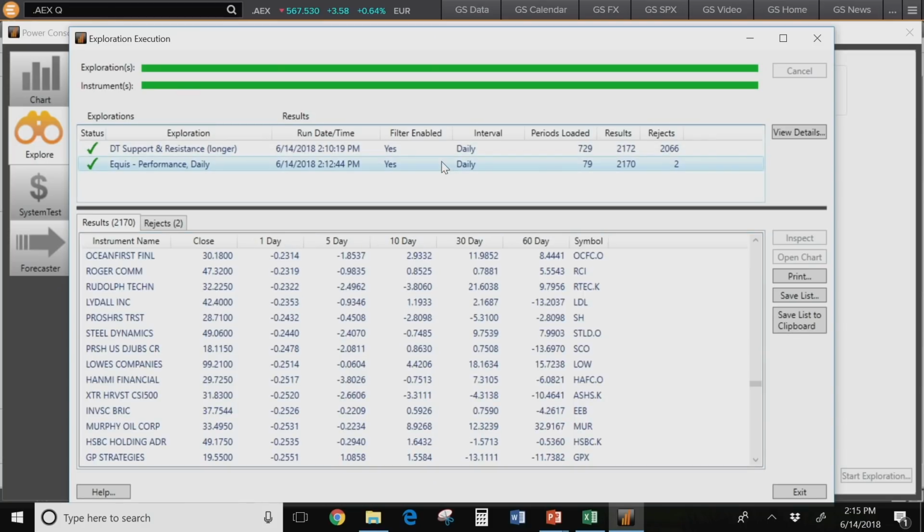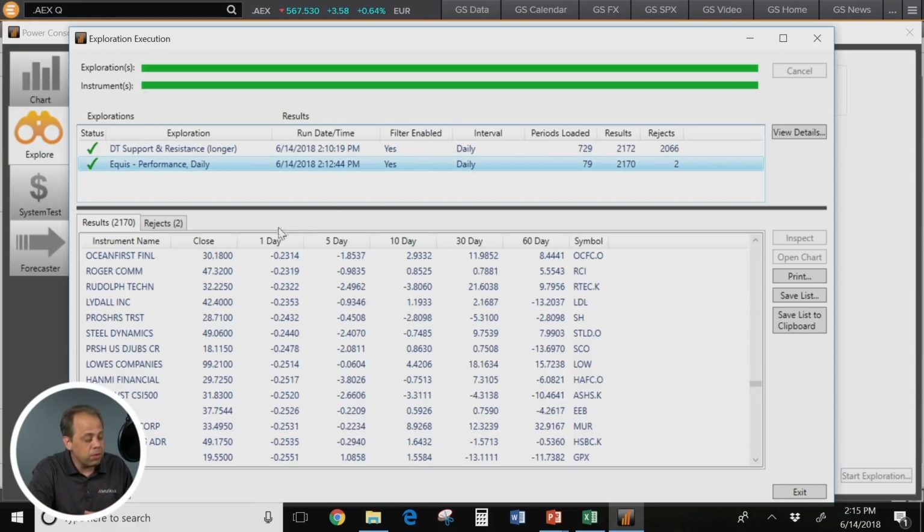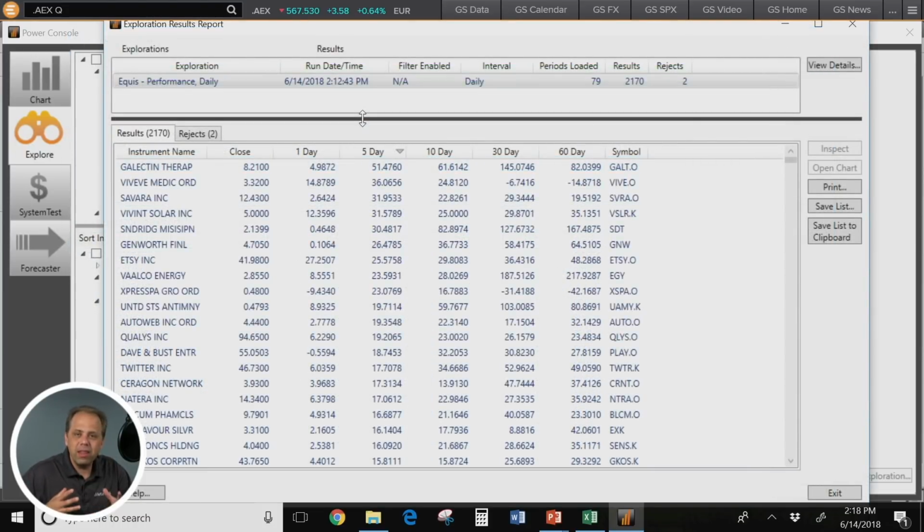The Performance Daily scan is a little bit different. It goes through the securities and tells you how much they've moved. In this particular case, this column right here is going to tell you how much it moved over 1 day, 2 days, 5 days, 10 days, 30 days, and 60 days. And so if I then sort by the last 5 days, what I can see is the stocks that have moved up the most or down the most over the last 5 days. So if I want to find stocks that are accelerating due to a trend, this is a great way to go in.